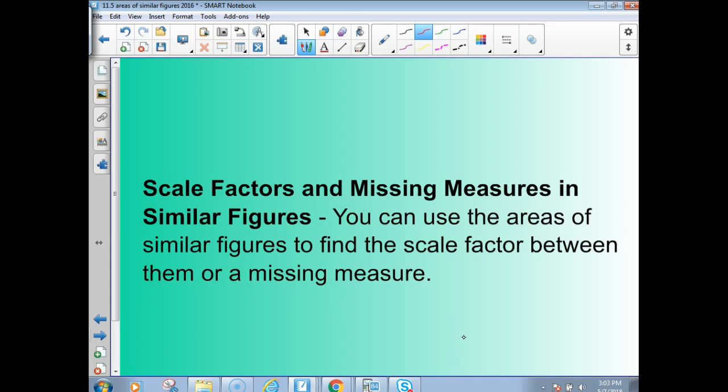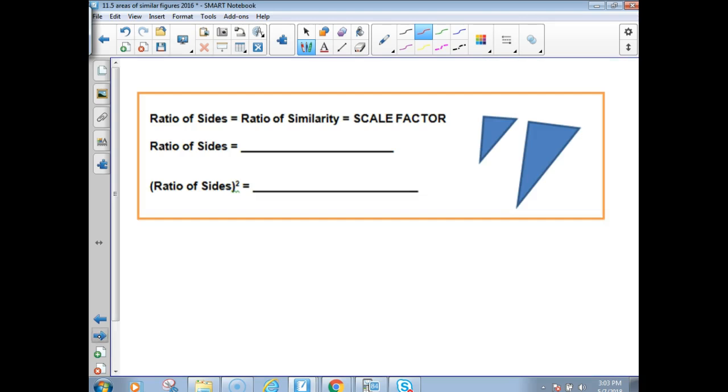All right, scale factors and missing measurements of similar figures. You can also use the areas of similar figures to find the scale factor. So if your areas are squared and your scale factors are not, how are you going to go from area back to scale factor? Talk about that right now.